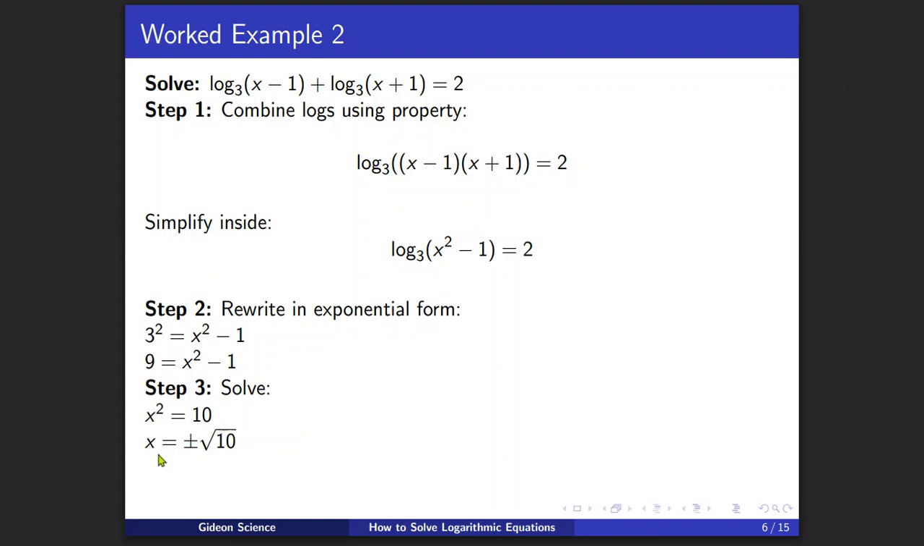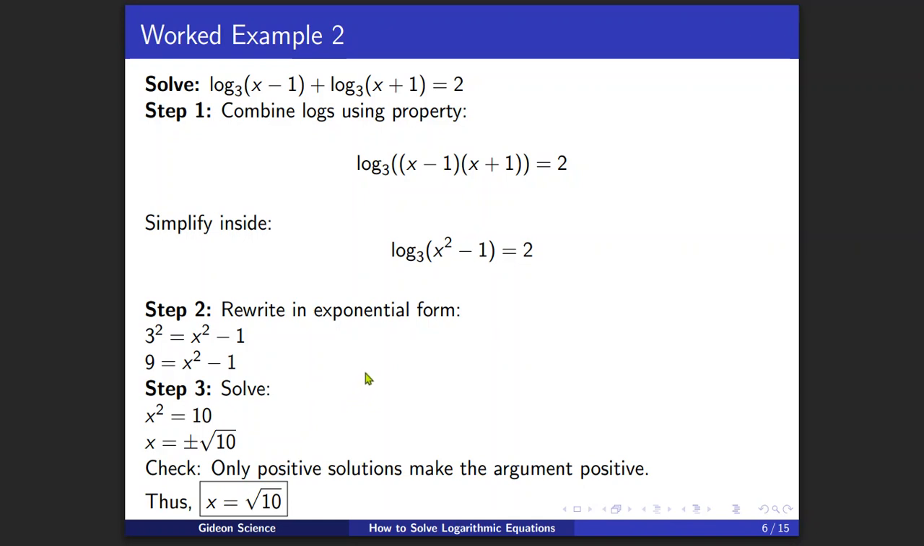And we solve for x. x equals plus or minus the square root of 10. So you can check your solution. Since only positive numbers are allowed in logarithms, the answer is x equals root 10.